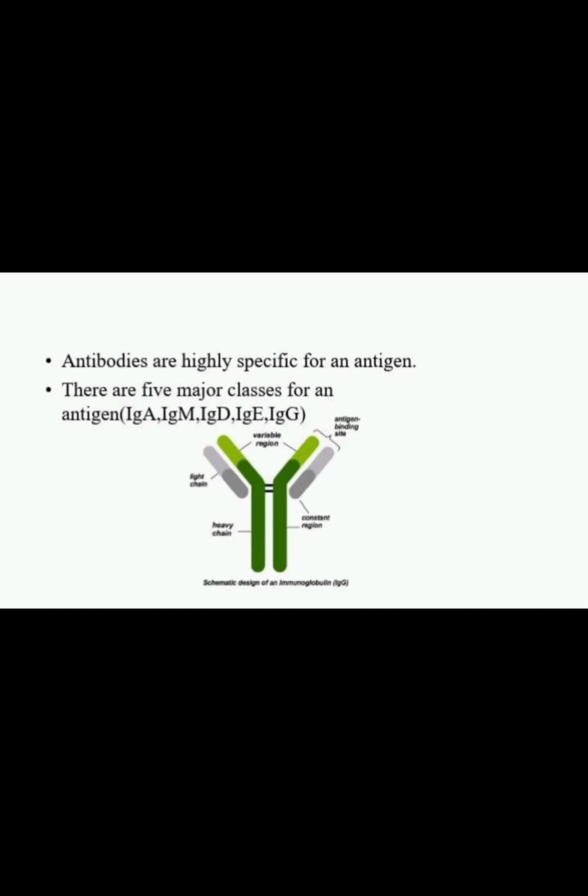And here we see the structure of antibody. Antibodies are highly specific for an antigen. There are five major classes, that is IgA, IgM, IgD, IgE, and IgG. In the structure of antibody, we have variable region, constant region, and there are two chains, that is light chain and heavy chain. In the topmost, the antigen binding site is present.